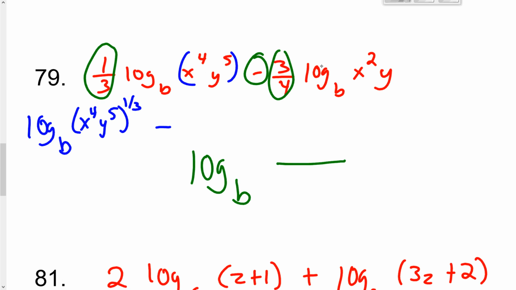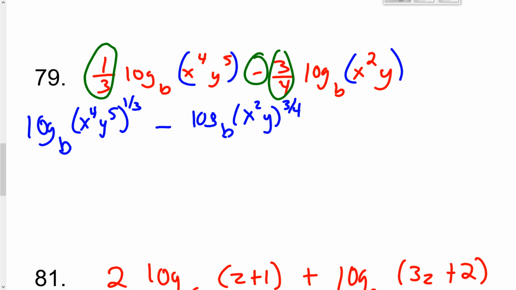Now I can raise this 3/4 to what I'm taking the log of. So log base B of x squared y raised to the 3/4. Now I'm mixing some properties here because I want to create one single log, but I want just one single x and one single y, right?